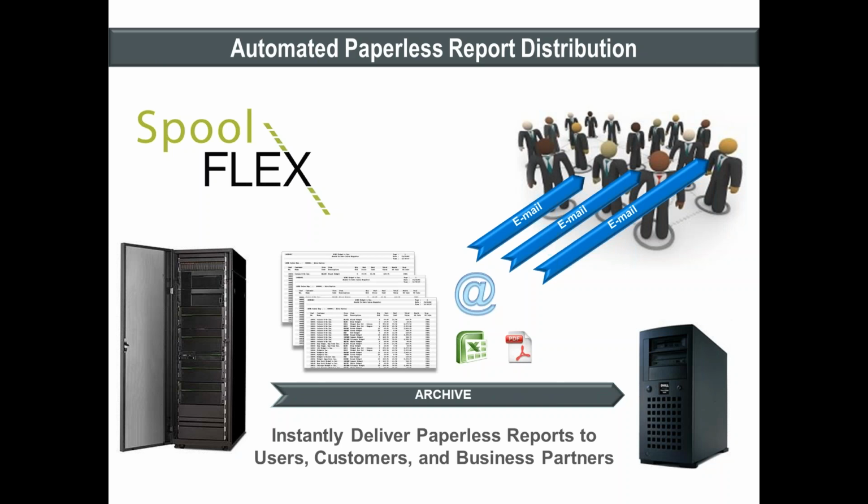SpoolFlex will then convert your documents and look up the email address in a supplied address book and send it to one or multiple recipients. We can also read the spool file from data on the page. SpoolFlex will become your automated report attendant, emailing Excel and PDF reports in real time. File copies can also be archived to a server for company-wide access.